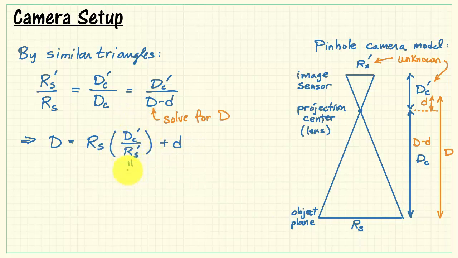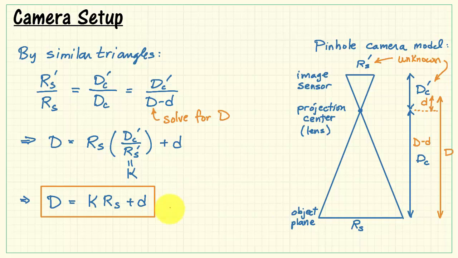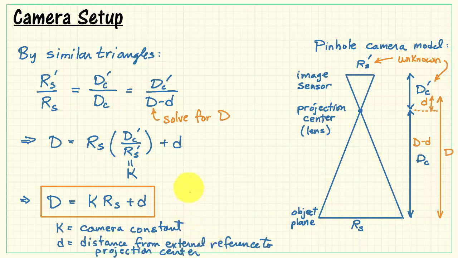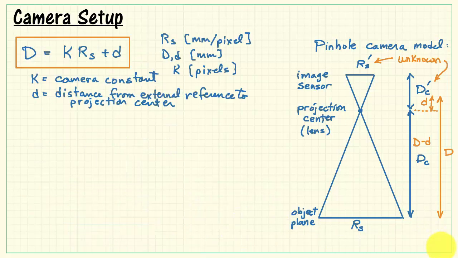Now this ratio is composed of two values for which we do not have any information. I'm just going to represent that ratio by the so-called camera constant K. Now looking at this basic equation, we see that little d, that's the distance from the external reference to the projection center. Capital D is the distance from the reference mark down to the object plane. Based on looking at the units here, we see that the units of our camera constant is pixels.